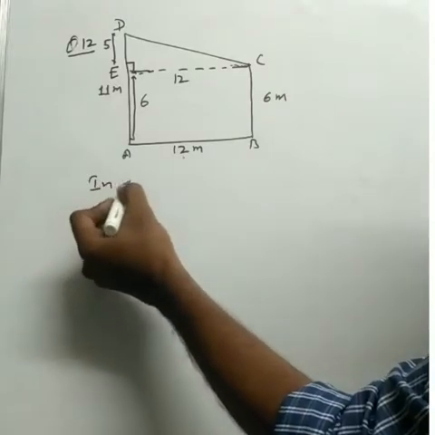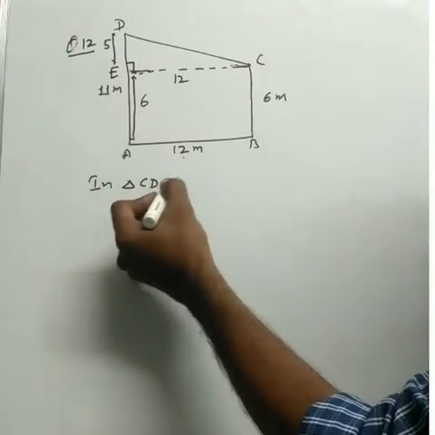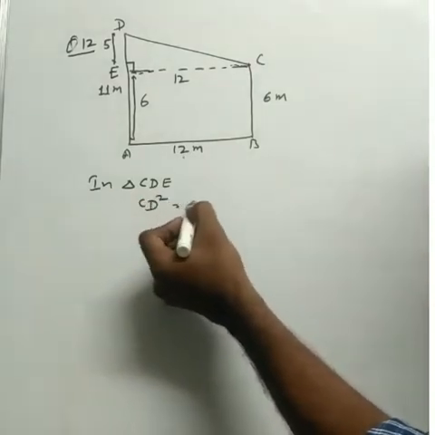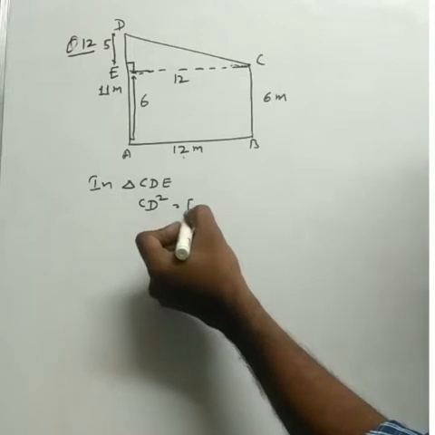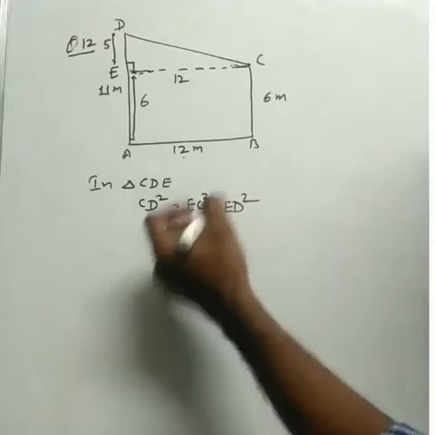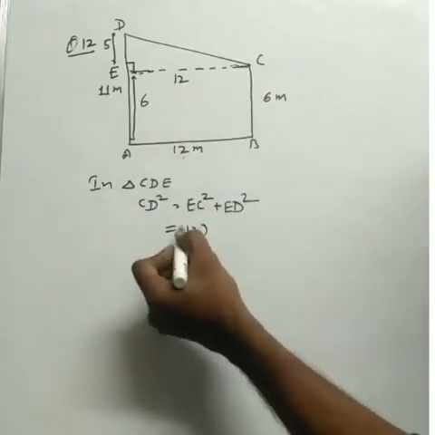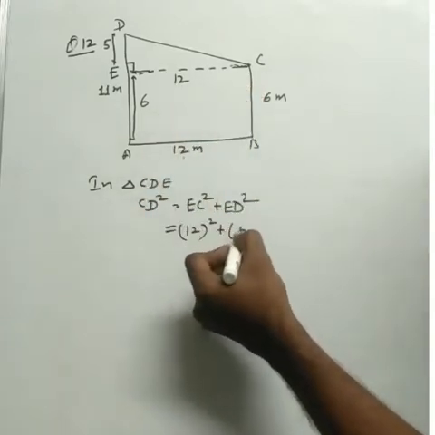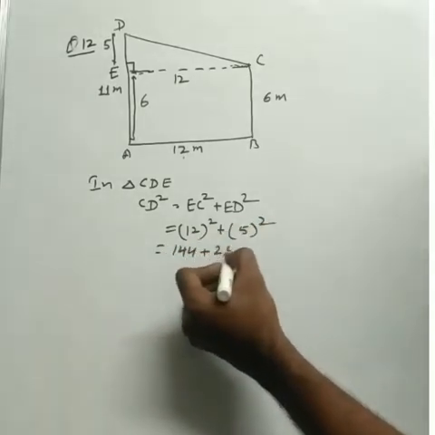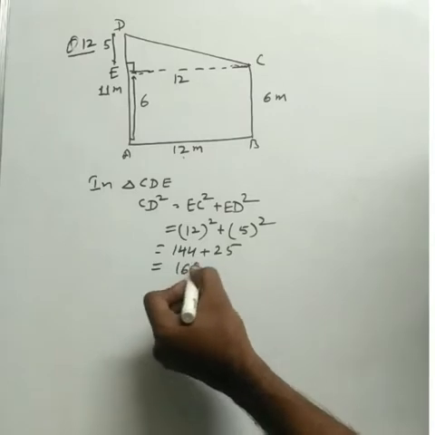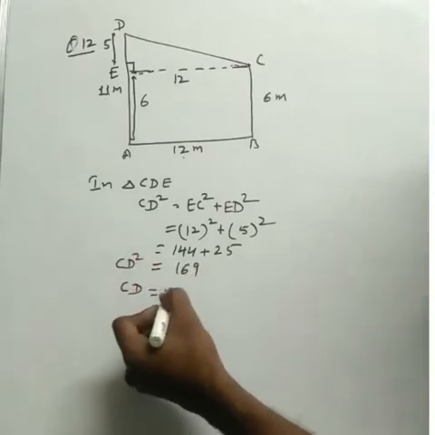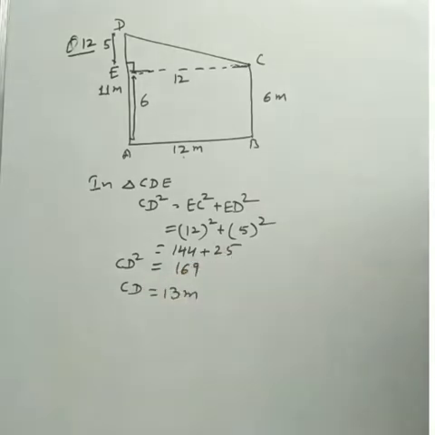Now in triangle CDE, we'll apply the Pythagoras theorem. CD square equals EC square plus ED square. EC is 12, ED is 5. 144 plus 25 is 169. So CD will be equal to 13 meters. Answer.